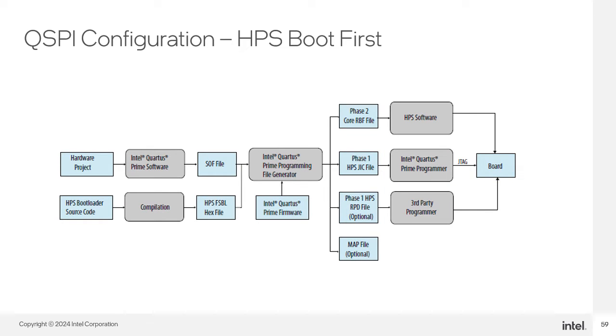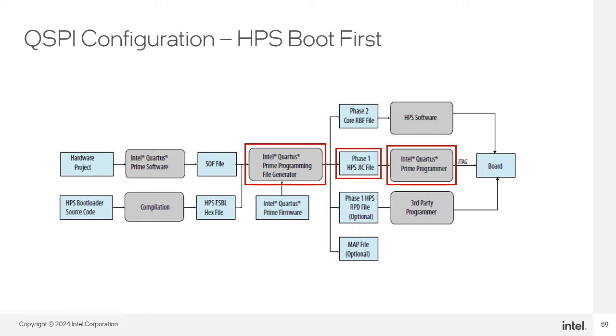QSPI with HPS booting first. Compile the hardware project with Quartus Prime to obtain the SOF file. Compile the HPS FSBL source code to obtain the HPS FSBL hex file, or use a precompiled one. Use programming file generator to create the following files. HPS JTAG indirect configuration file. This file contains the small Phase 1 configuration bitstream and a small SDM helper firmware image used by the Quartus Prime programmer to write the bitstream to flash.